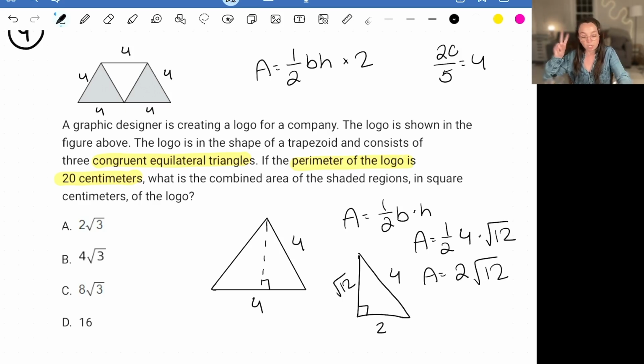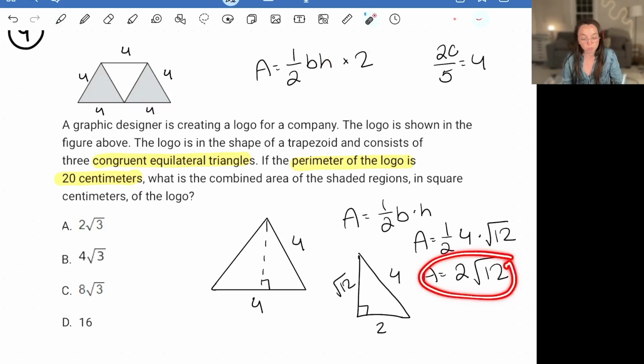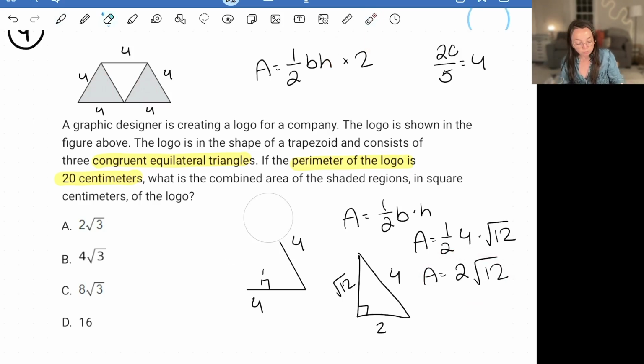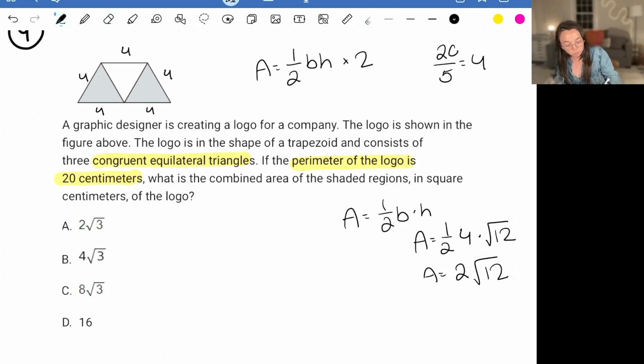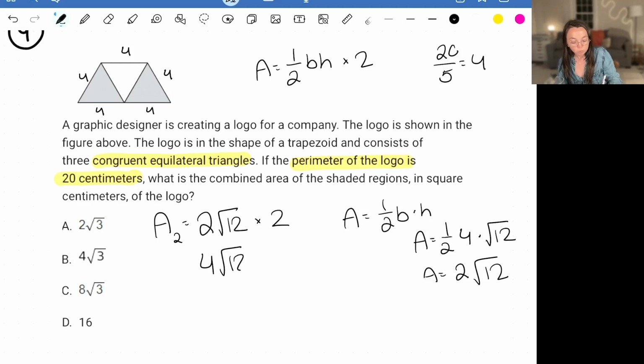All right, remember, we need the area of 2 triangles because that makes up this logo. So we're going to do this times 2. I'm going to erase some more stuff just so I have some space. So the area of both triangles is going to be 2 square root 12, which is just the area of 1, times 2. So 2 times 2 is 4 square root 12.